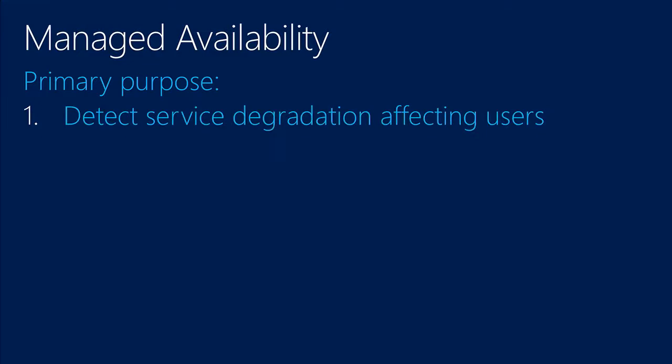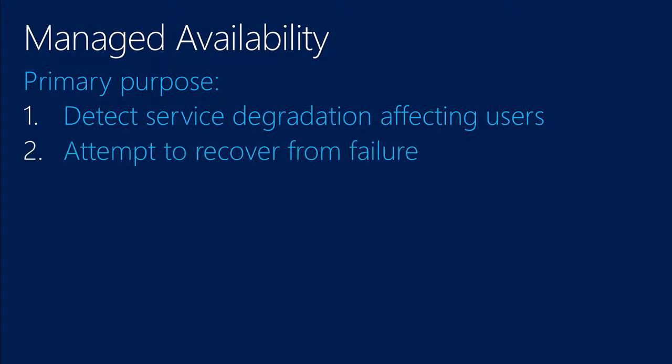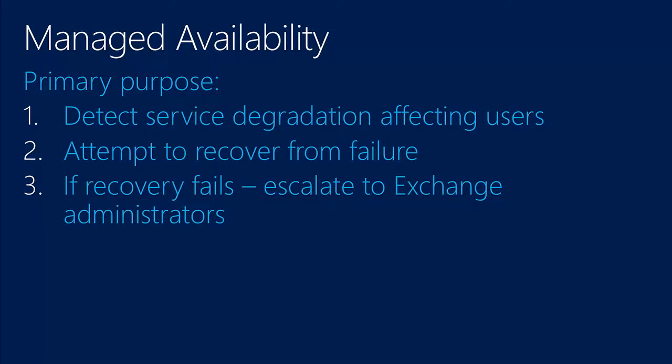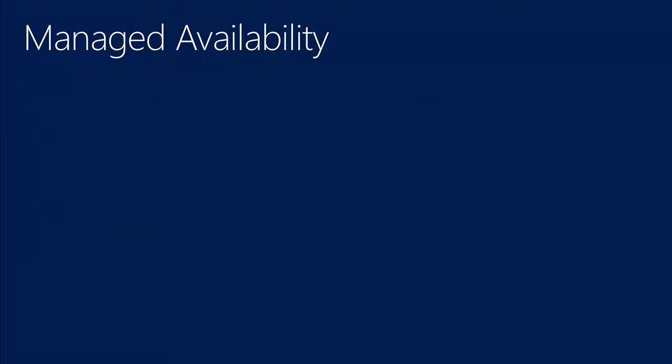So the primary purpose of managed availability is to find some degradation of service that's affecting users, something that is affecting one of those three touch points of the user experience: the availability, the latency, or errors. Then it's going to attempt to recover from failure, and if recovery fails, it escalates to the Exchange administrator. It's fairly simple logic when you think about it from that standpoint.